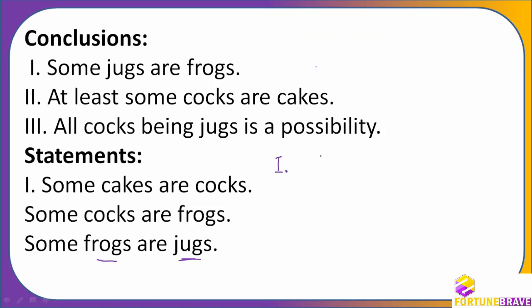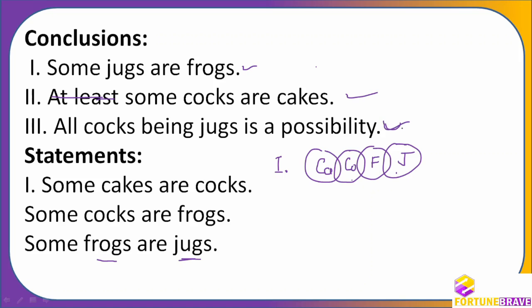Okay, some cakes are cocks. Some cocks are frogs. Some frogs are jugs. This gave me the hint that some frogs are jugs, so some jugs are frogs. At least some. Again, we'll remove some cocks are cakes. Some cocks are cakes is fine. All cocks being jugs is a possibility. So this is also no problem.